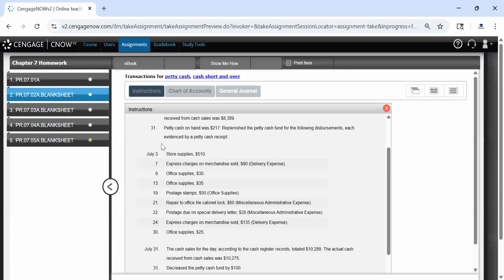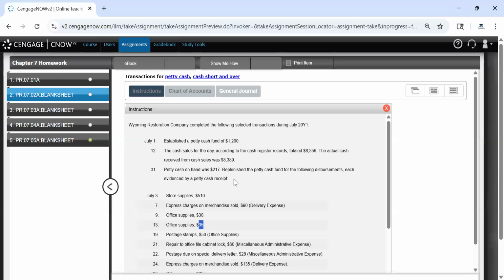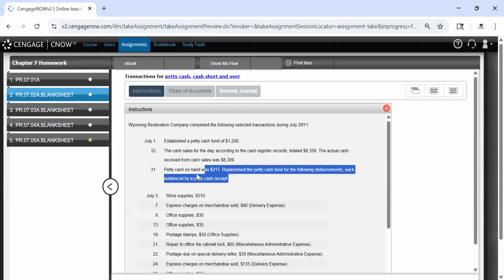So as you can see, the kind of stuff that management is purchasing with the petty cash is some store supplies for $510, some express charges, right? It's an emergency. They got to charge the express charges. And then some miscellaneous office supplies, stamps, repairing the lock on the file cabinet, some postage that's due, office supplies, and each of these is evidenced by a petty cash receipt. And so that's our control here, right? We establish a petty cash fund of $1,200, and then we have our petty cash receipt.